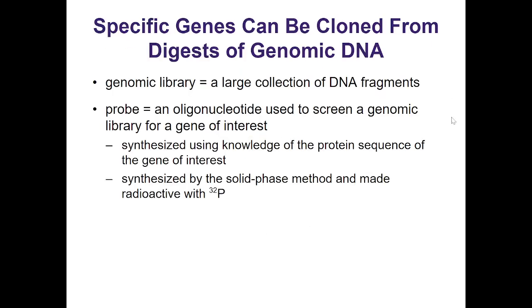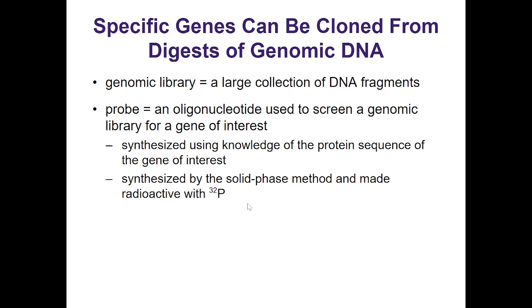Yeah. Specific genes can be cloned from digests of genomic DNA. Your genomic library is going to be a large collection of DNA fragments. The probe is going to be an oligonucleotide used to screen a genomic library for a gene of interest. It's synthesized using knowledge of the protein sequence of the gene of interest. These are synthesized by the solid phase method and made radioactive with your 32P that we had talked about before. That is the phosphate with a weight of 32, right? Note that the reason that this is typically used as 32P, by the way, is because it's much easier to track when you don't have direct eyes-on contact, okay? So you can do it in situations where it has more thickness to it, okay? Because it's radioactive.